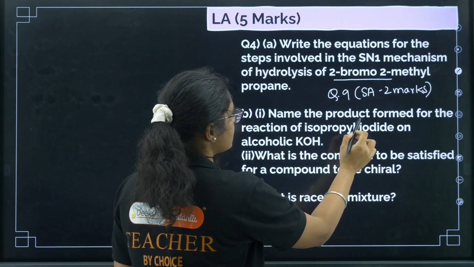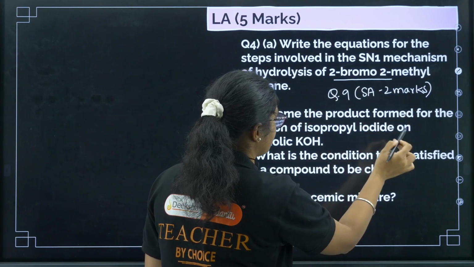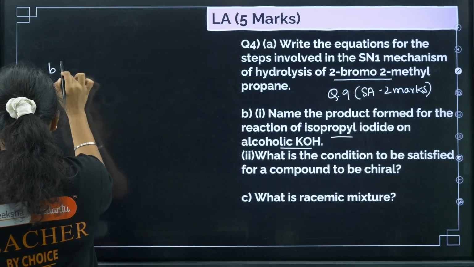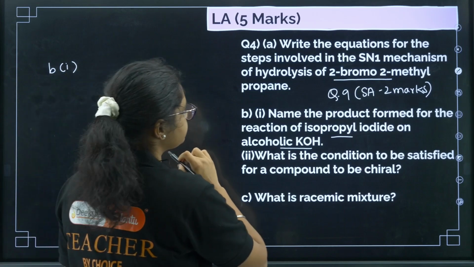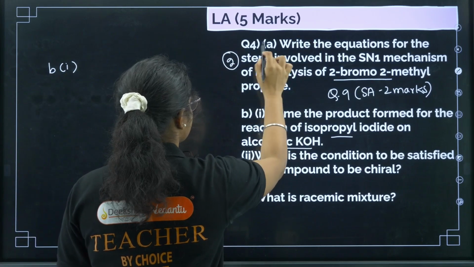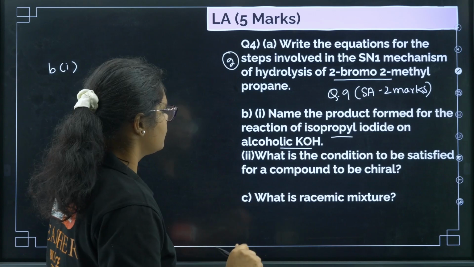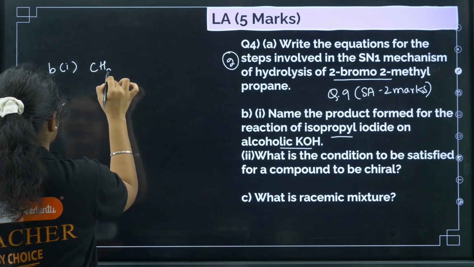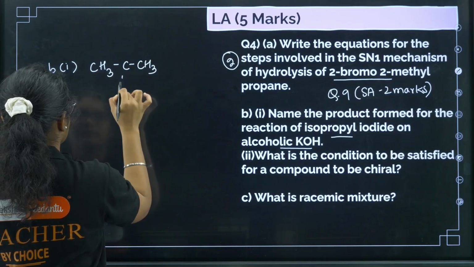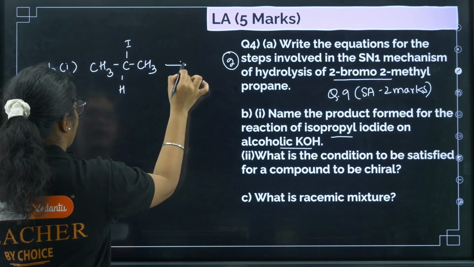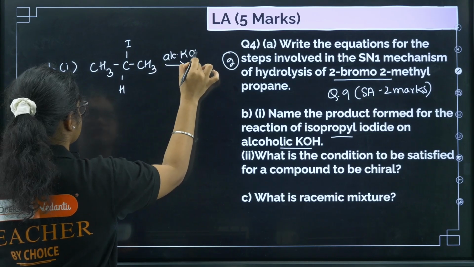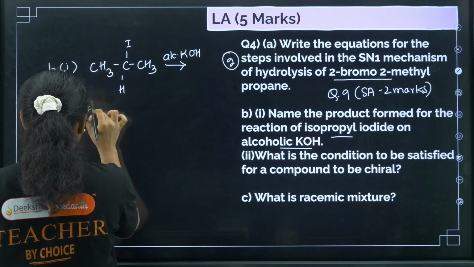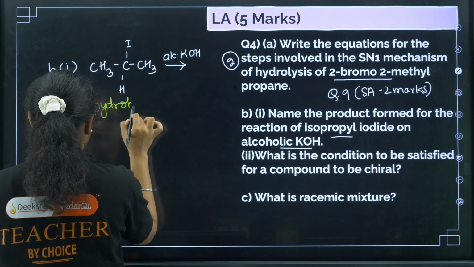Next, name the product formed for the reaction of isopropyl iodide with alcoholic KOH. So B1, let us solve here. This one carries 2 marks. If you write the 2 steps properly, you will get 2 marks here. Next, you need to write for isopropyl iodide, CH3, CH3, CH and I with alcoholic KOH. So what will this do? This will do dehydrohalogenation, right? So there will be dehydrohalogenation.